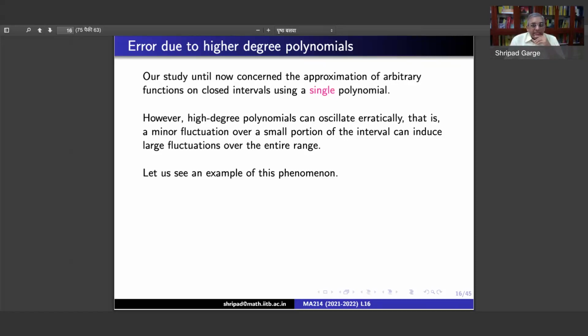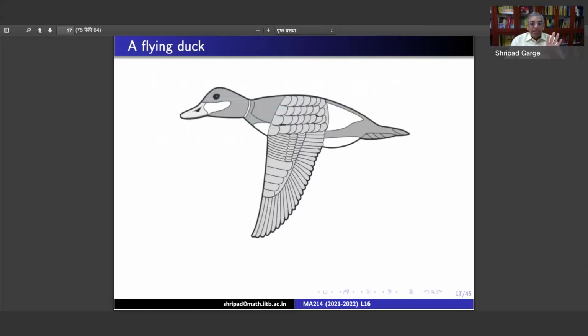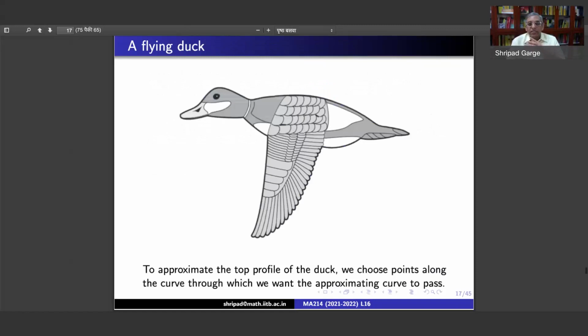So let's see an example. It's a very interesting example that we are going to see now. We have this picture of the flying duck, and we are trying to look at the top profile of this duck. We will choose points on the curve, which is the top profile of this flying duck, and we want to approximate this top profile. So we choose the points, look at the function, and look at the interpolating polynomials.